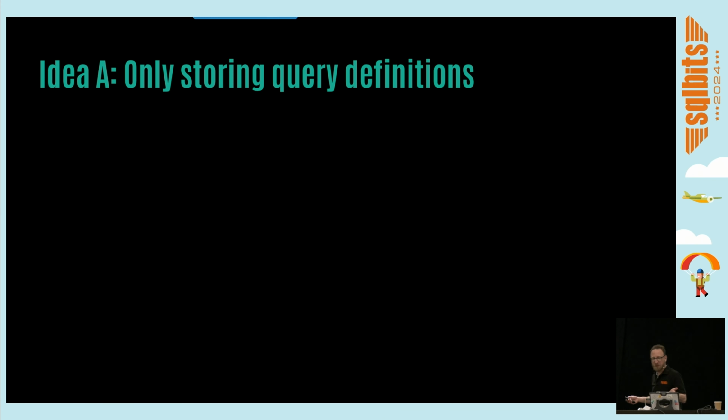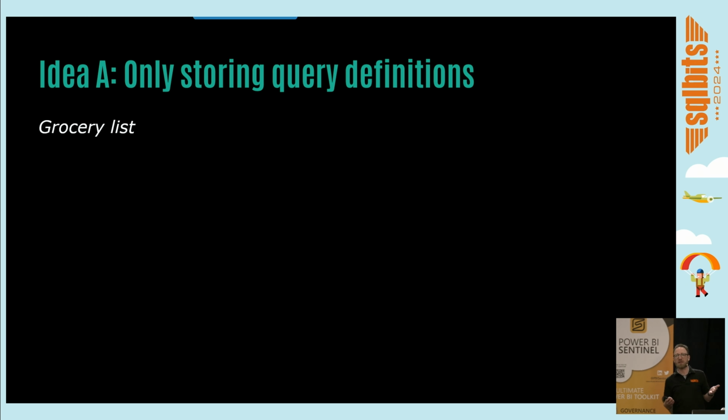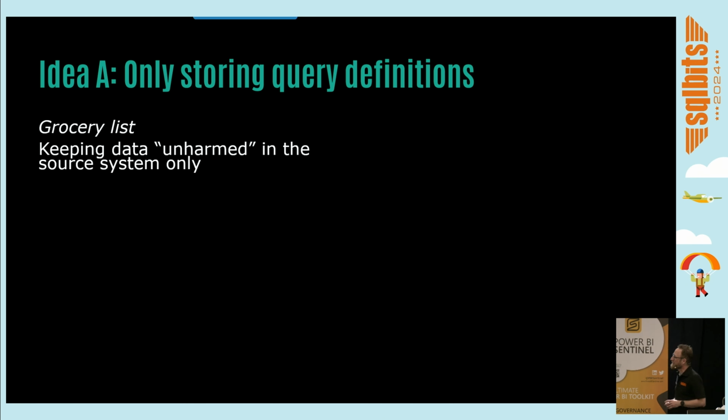So, only storing a query definition. What does this mean? If you think about real life, this would be having a grocery list at hand, right? So if I want to eat something or I need something, I have my grocery list and I know what to buy. Which is a good idea, right? Having it at hand, so I don't have to think about what I need to buy. But to actually get the food, I have to go shopping, right? So this is not the fastest approach.